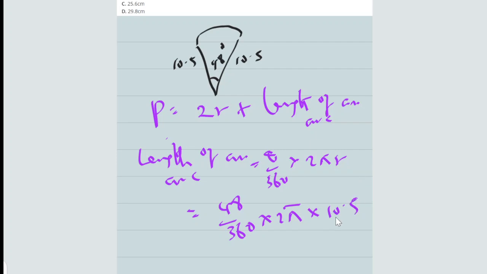Let's see what can go. I think 12 can go here. 12 into 48 is 4, and 12 into 360 is 30. I hope you understand now. Before that, 2 here is 1, 2 here is 15, right? So 4 times 10.5 is 42, divided by 15, that is 2.8. You have 2.8 pi. So that is your length.